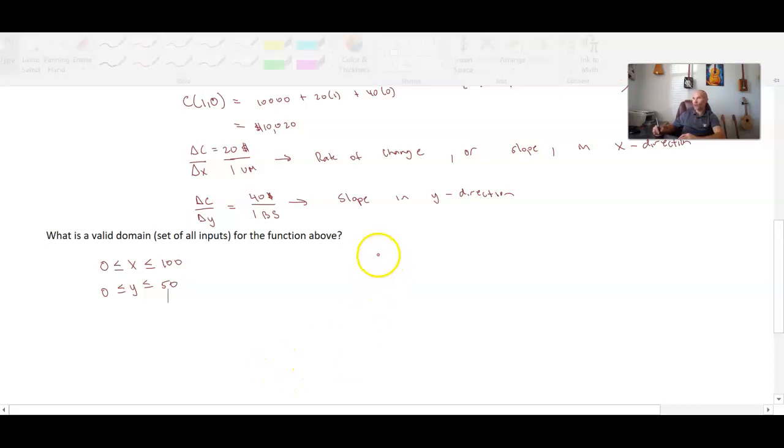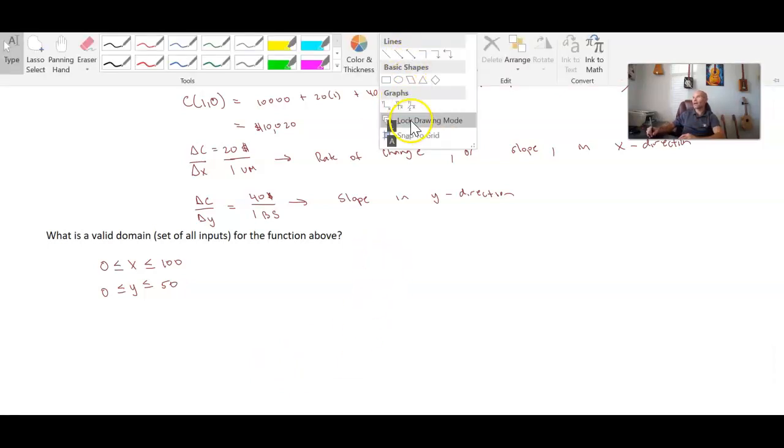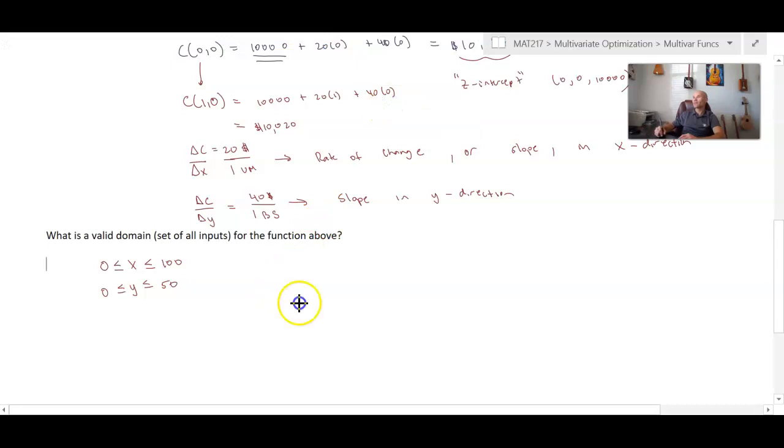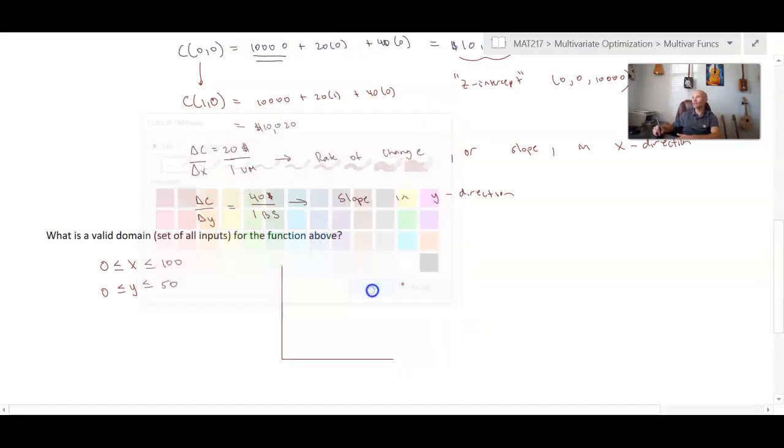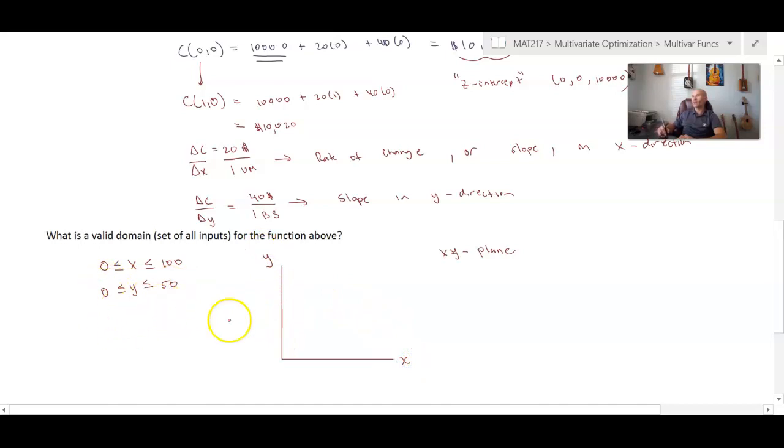What I'm going to do is draw an xy plane. This is called an xy plane, right? Because it's a flat surface that has two axes, namely x and y. Now I can think about x going from 0 to 100, we'll say that's about there, and y going from 0 to 50, we'll say that's about there.